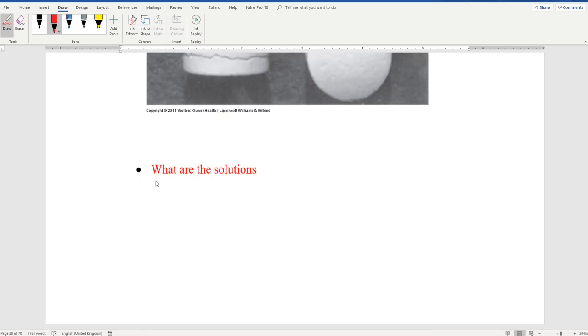Okay, because you know the reasons for lamination and capping, you will be able to tell us what the solutions are. If you know the cause, you know the solution too.